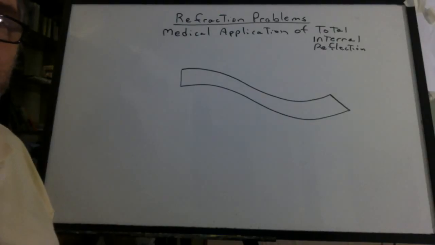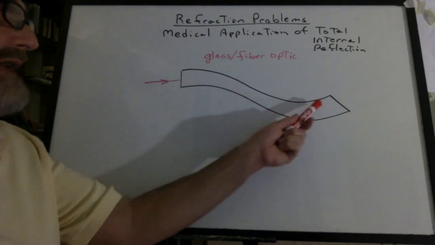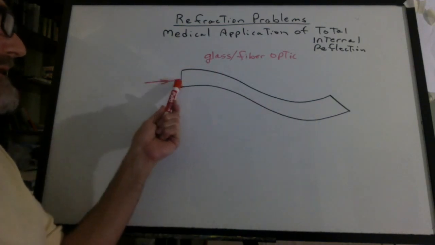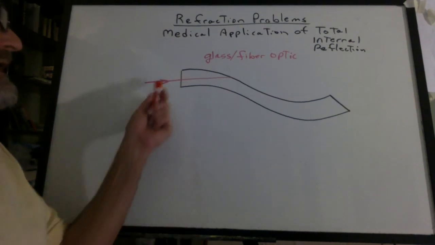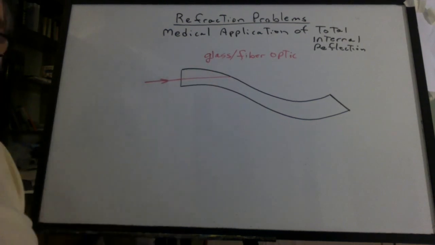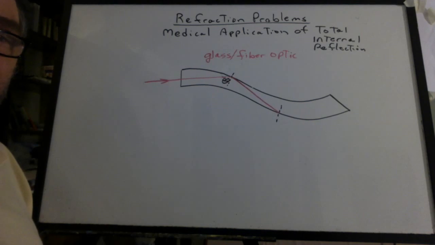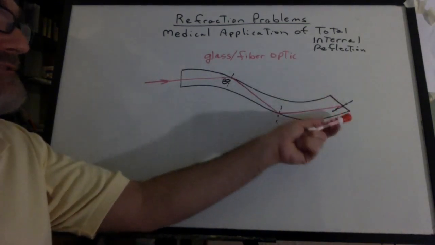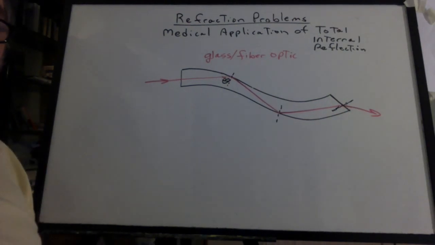Let's finish with a medical application of total internal reflection. This is a solid glass, but very thin fiber optic cable. If we shine light through it at this end, it's just going to go straight through. But look at the angle that it strikes the surface. It's beyond the critical angle. Beyond the critical angle again. But when it gets to the end, it hits the terminus and escapes.